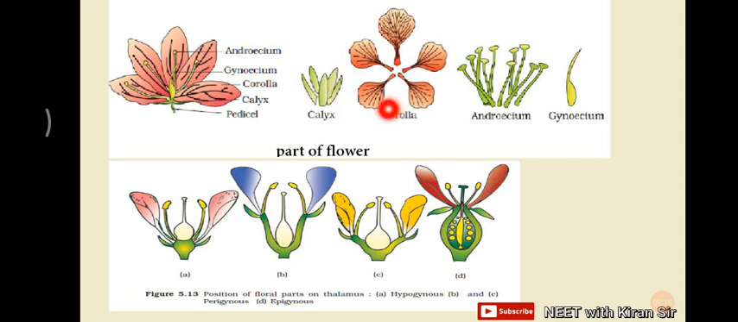Then when I come to the corolla, it is the brightly colored whorl of the flower, the second whorl of the flower, which is meant for attracting insects.